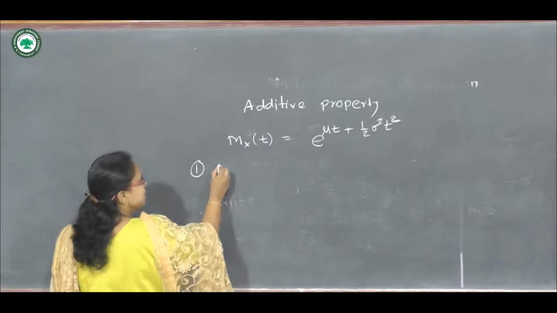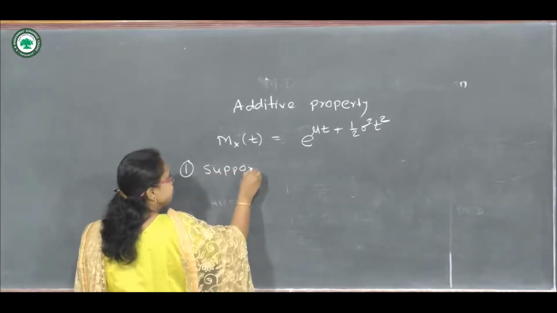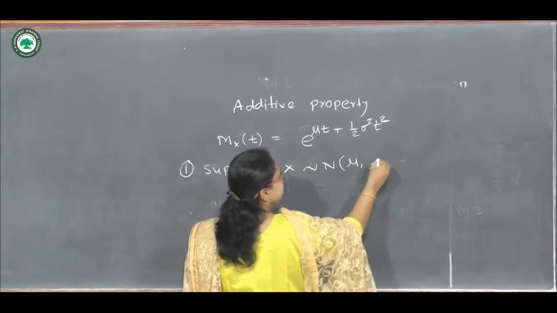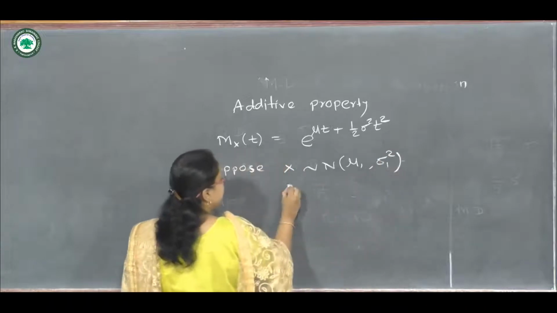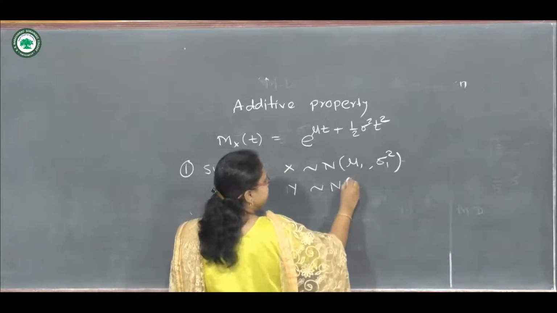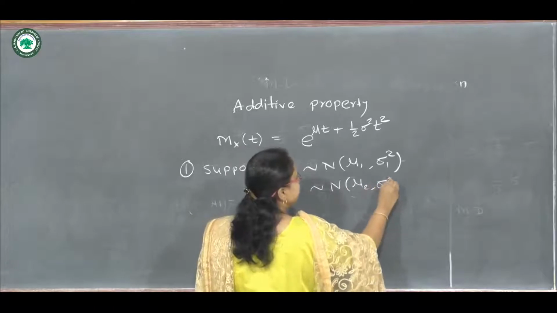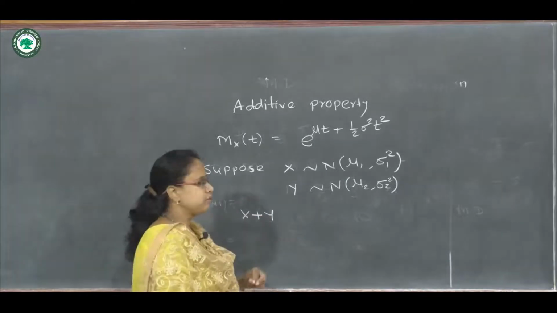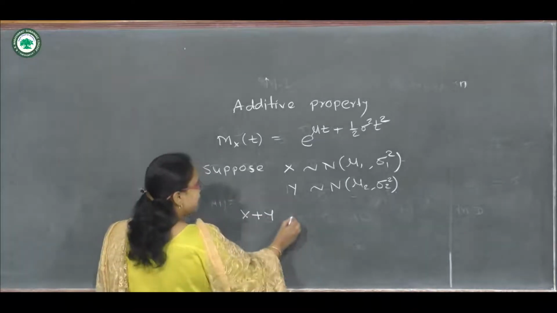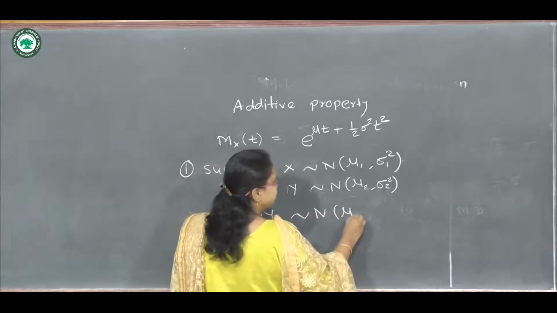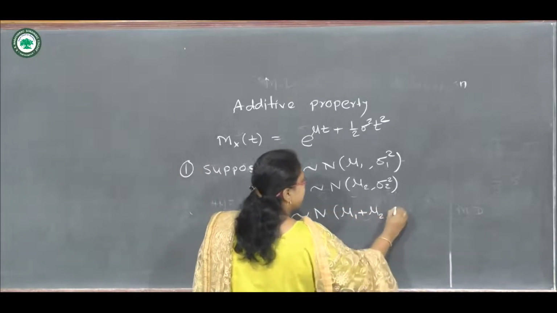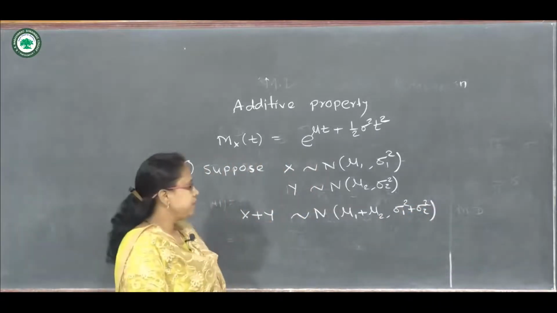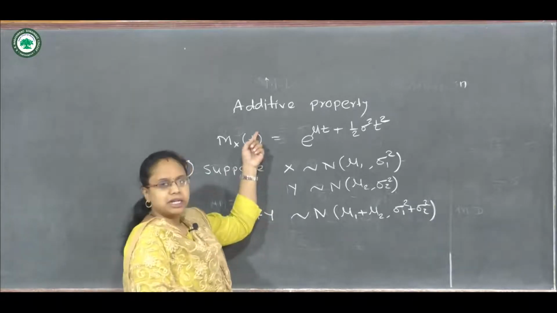The result 1 is, suppose x follows normal distribution with mu1, sigma 1 square, and y follows normal distribution with mu2, sigma 2 square. Then additive property means the addition of two variables x plus y will follow normal with mu1 plus mu2 and sigma 1 square plus sigma 2 square parameters. So now we will prove this property by using MGF.